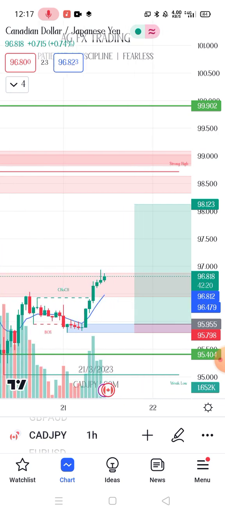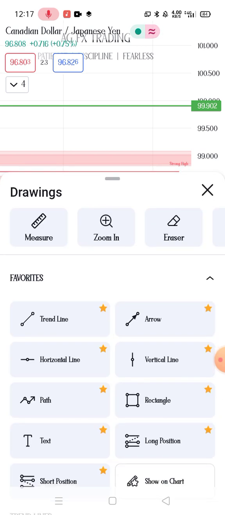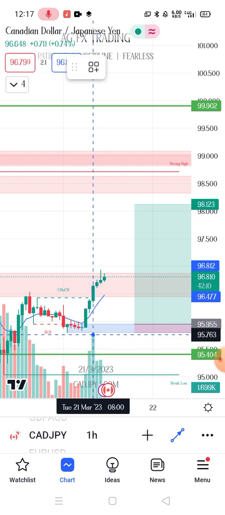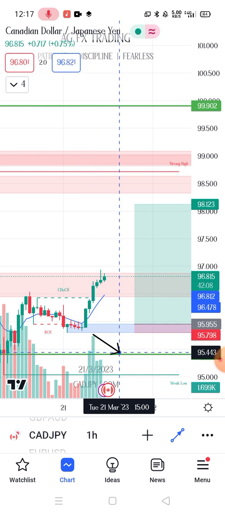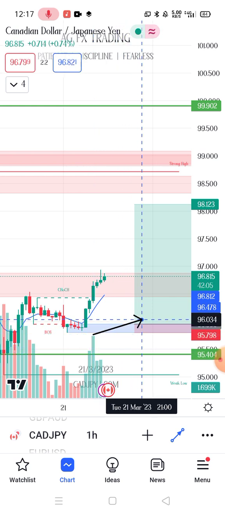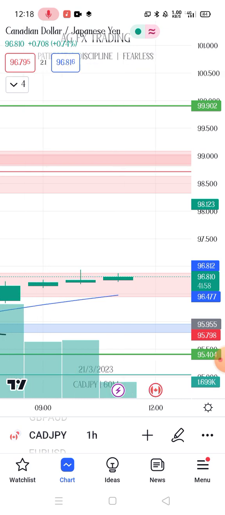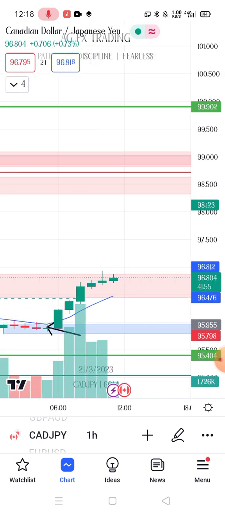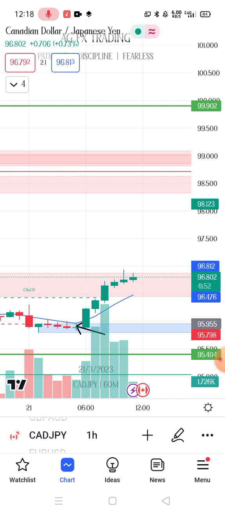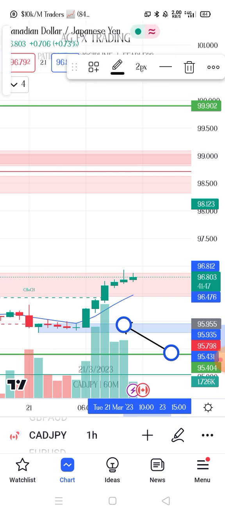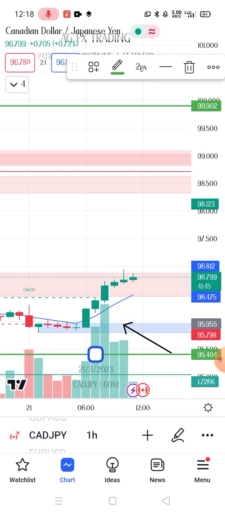I marked out the zone below here. This is a bullish order block. This here, let me use an arrow to indicate, right? This here is a bullish order block. This is a bullish order block I drew here. I drew a bullish order block here. So this is a bullish order block.